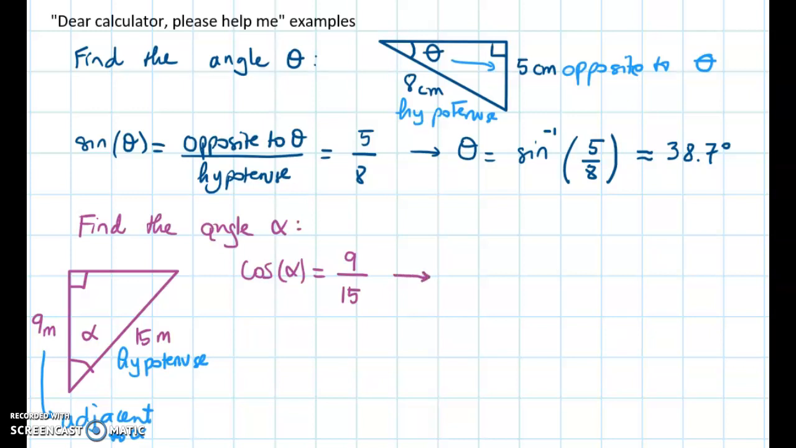And we do not know how to find this, but luckily we can ask, dear calculator, can you please help me? And the calculator can do this for us. We can find that alpha is the angle we obtain when we do the cosine, this little minus 1 on top, so the inverse of the cosine function of 9 over 15, which by the way we could simplify if you want. So go ahead, ask your calculator, I'll wait for you. And your calculator should tell you that this angle is 53.1 degrees.